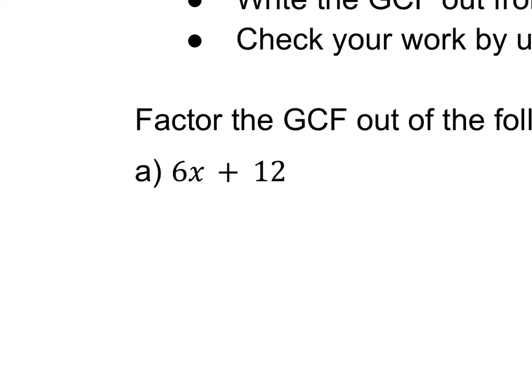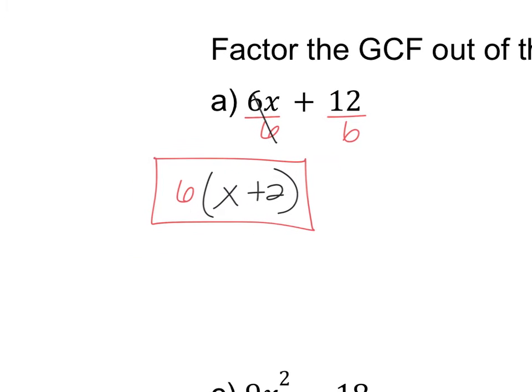So what's the GCF of 6x and 12? Well, both of them don't have x's, so you can't even worry about that. And it looks like you can divide both of them evenly by 6, right? So since I can divide both of them evenly by 6, I'm going to write that out front of the parentheses. And then now I'm just going to divide it. 6x divided by 6, well, that becomes x. And positive 12 divided by 6 is positive 2. So there it is. You just factored out the GCF.